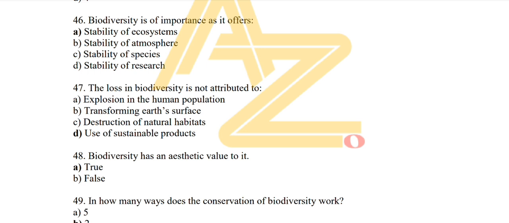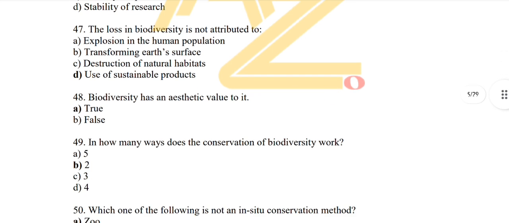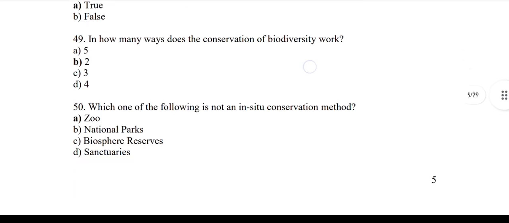Biodiversity is of importance as it offers, option A, stability of ecosystems. 47th question. The loss in biodiversity is not attributed to, option D, use of sustainable products. 48th question. Biodiversity has an aesthetic value. Option A, true. 49th question.